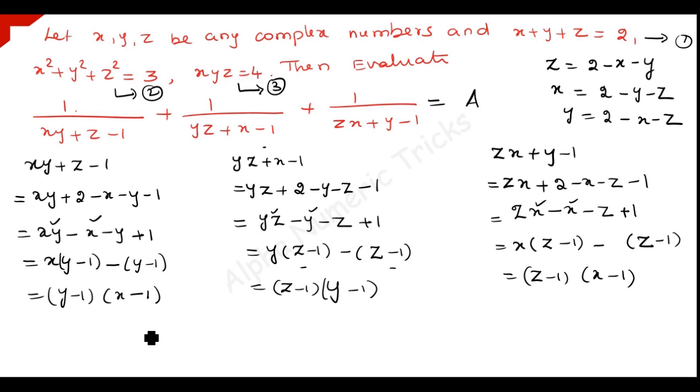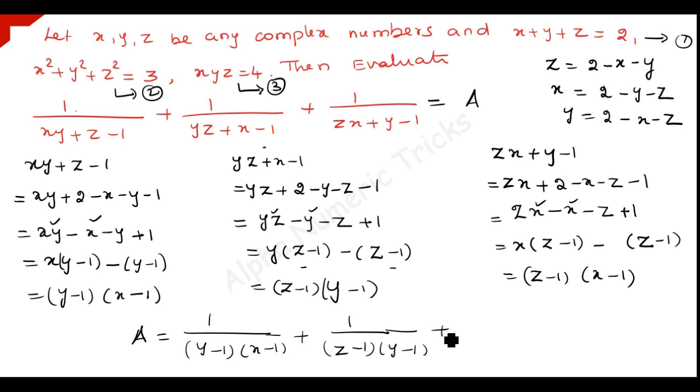So what is your A then? A is equal to 1 over, here this is replaced by y minus 1 times x minus 1, plus, here this is replaced by z minus 1 times y minus 1, plus, and this is replaced by z minus 1 times.